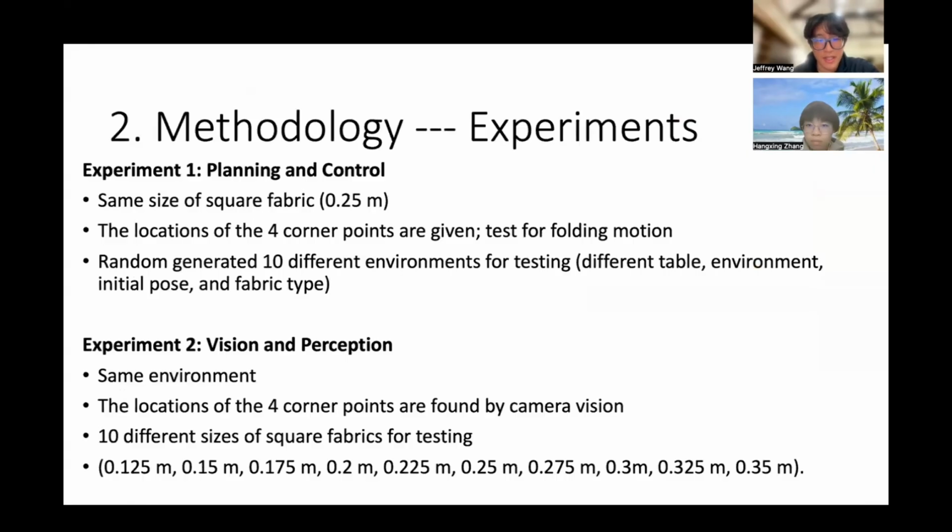Finally is the experiment setup. In experiment 1, we keep the size for the fabric the same and its corner points known. Then we generate 10 random environments for testing. In experiment 2, we keep the environment the same but change the fabric sizes to test our vision functionality.